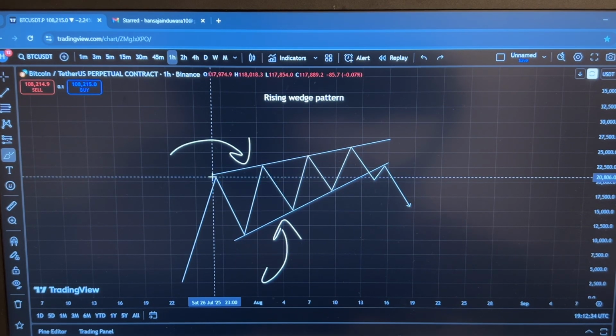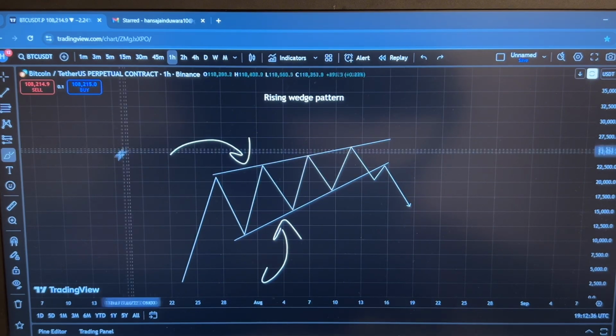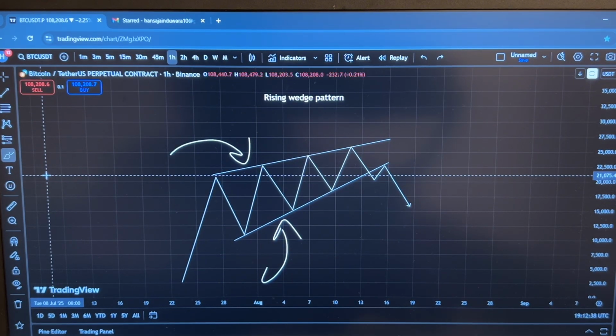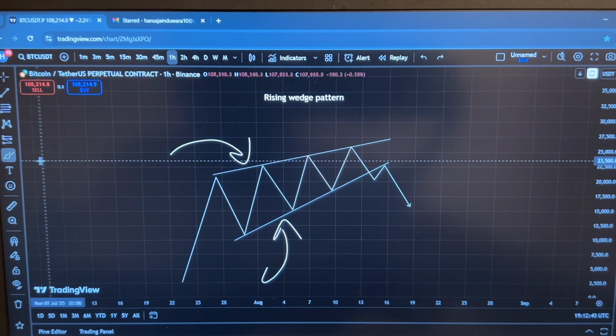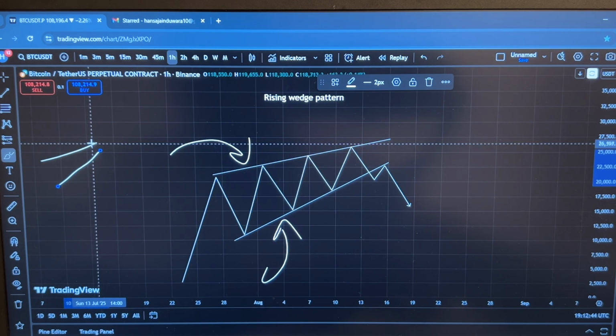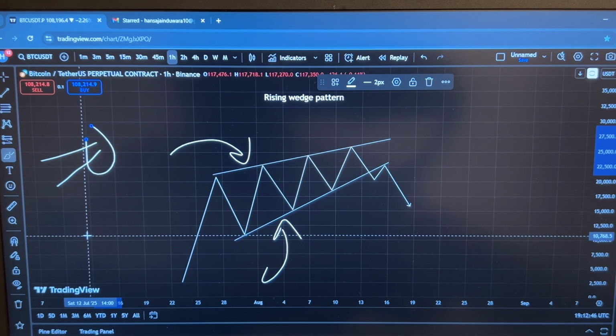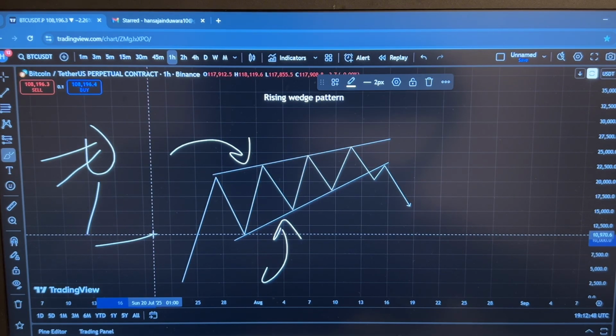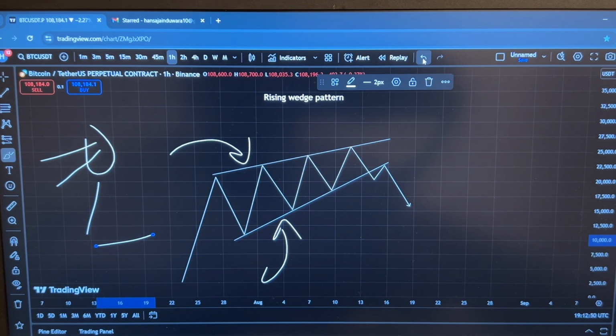So in a rising wedge, it's going to be slanted, but at the top, at the very end, it's going to be a closed up pattern. So it's going to be closed up. It's not going to be an open pattern. It's going to be a closed up pattern.